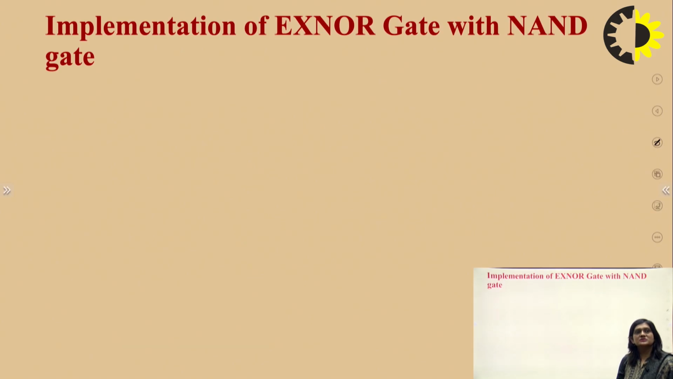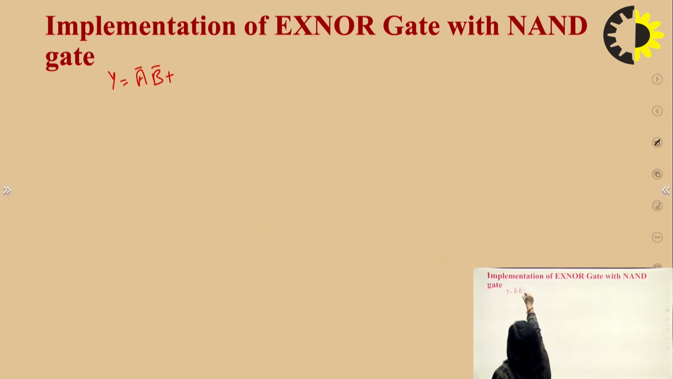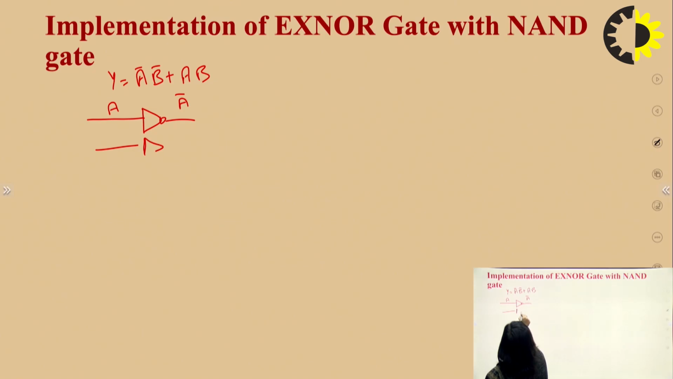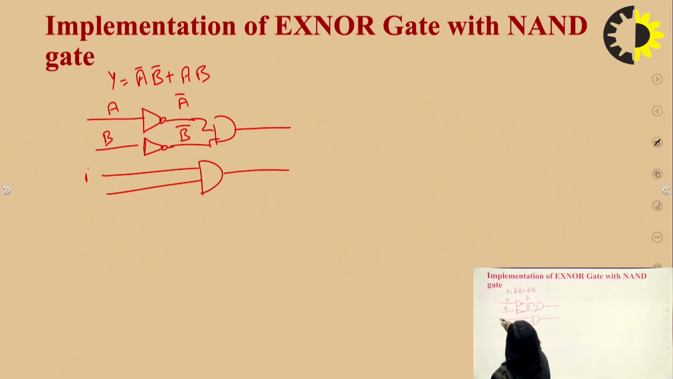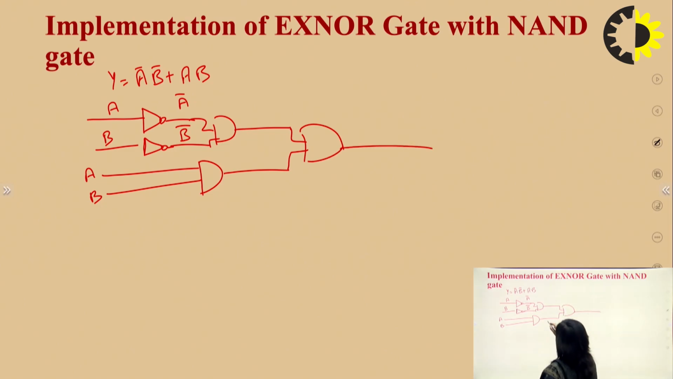Now we have to design the XNOR gate with the NAND gate. So the expression for the XNOR gate is A bar B bar plus AB. Now we will design this expression with the help of basic gates. So this will be A bar, after that this is B, this is B bar, and after that A, B, and this is the OR gate. This is AB, this is A bar, B bar.